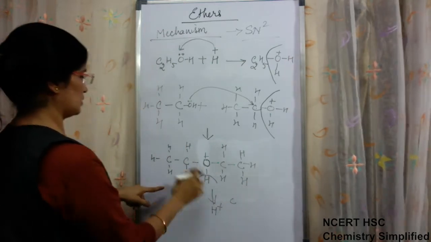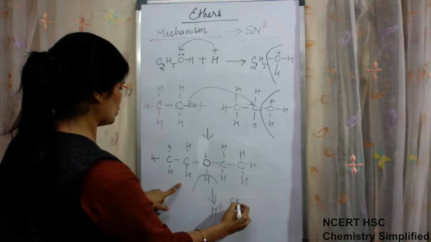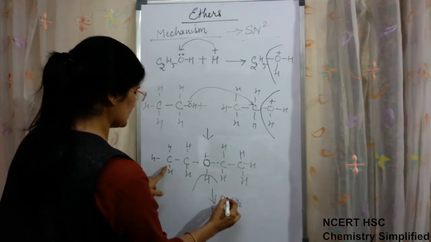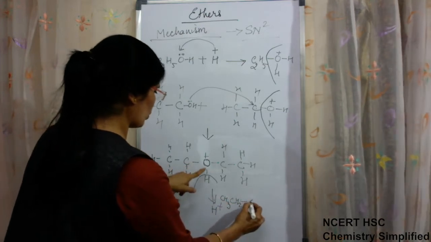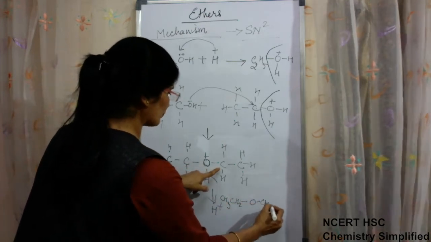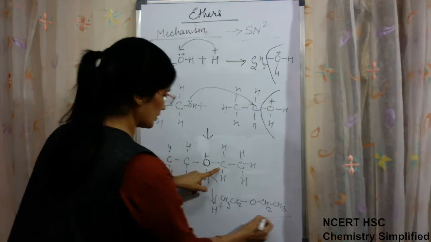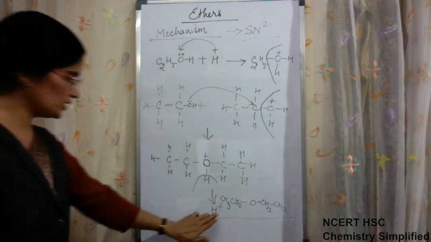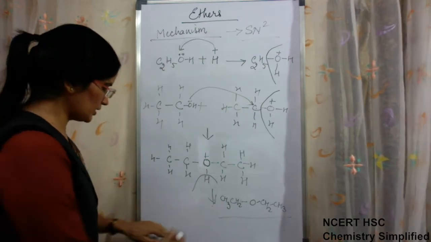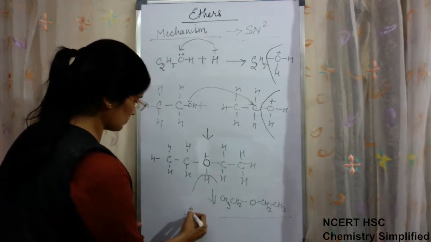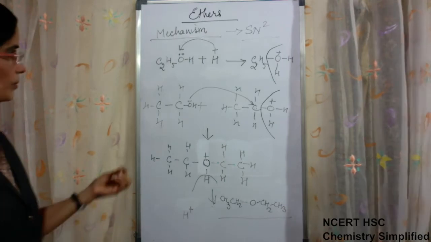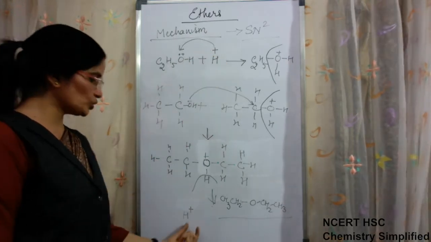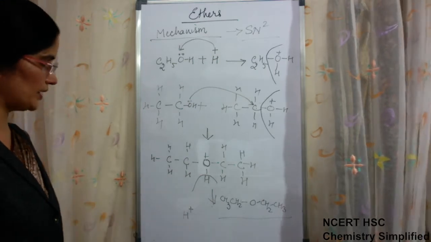And this is CH2, CH3, CH2, O, CH2 and CH3. Ether is the final product. So ether along with H positive as byproduct is formed, and because it was a catalyst, used in the beginning, it should come out unused at the end.